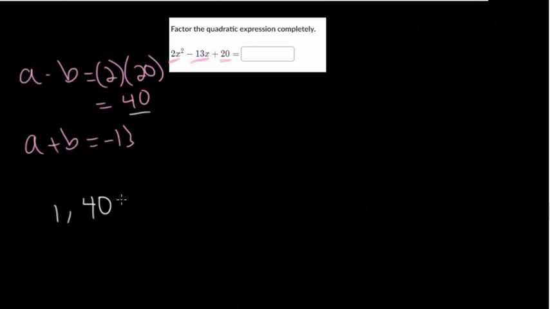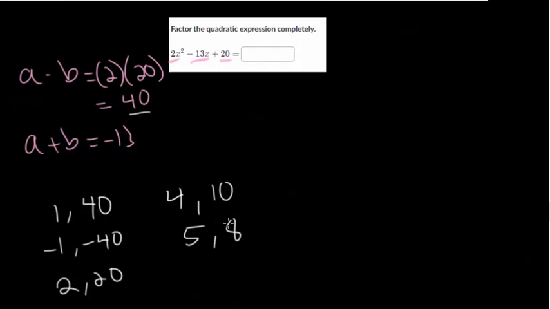So you can do 1 and 40. And for this one, I'm just going to assume that it could also be the negatives of each of those, because a negative times a negative would give you positive. So we can also do 2 and 20. We can do 4 and 10. We can do 5 and 8. And that would be it.